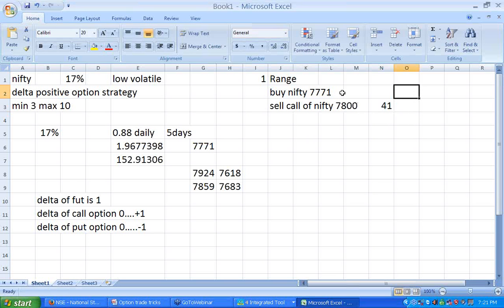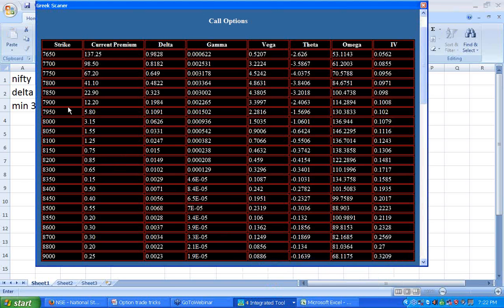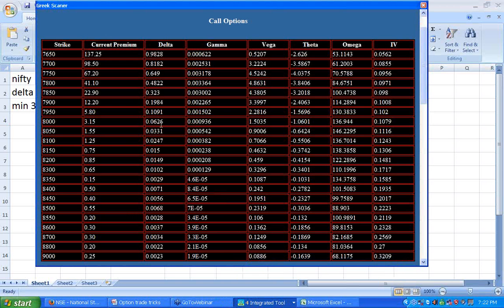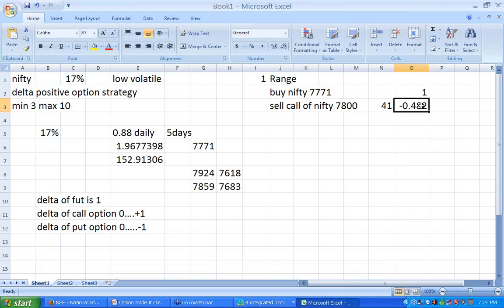Buying one lot of Nifty future, one lot, has a delta of 1. Then I sold a call option. What is the delta of the 7800 call option? It is 0.4822. Since I sold, it is minus 0.4822. So this is the delta of this call option, which we have calculated here. By this process my net delta has now come to 0.51.